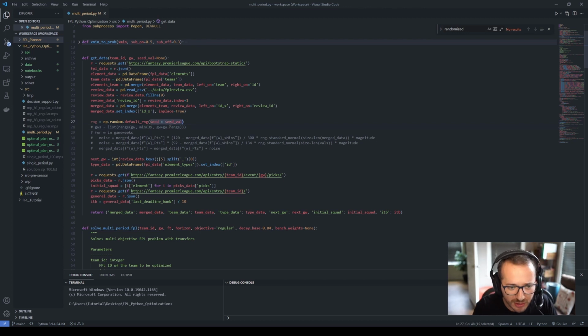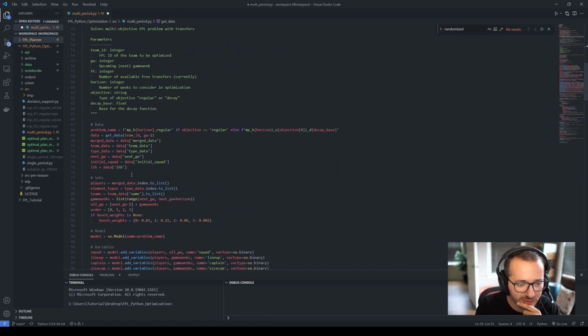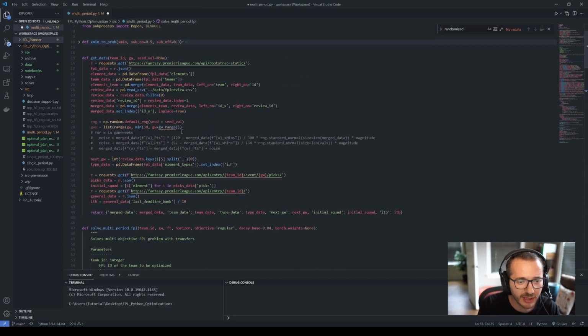This is essentially not required. You can just omit this part and get a random sample every time. That's what I do when I'm applying sensitivity analysis, but sometimes it's useful. And the second line here is essentially a list of game weeks. Remember, we were using game weeks here as a list from next game week until the end of the horizon. We didn't have it here, but we need to have this game week number so we can actually add the random noise to every game week separately, because the columns are separate.